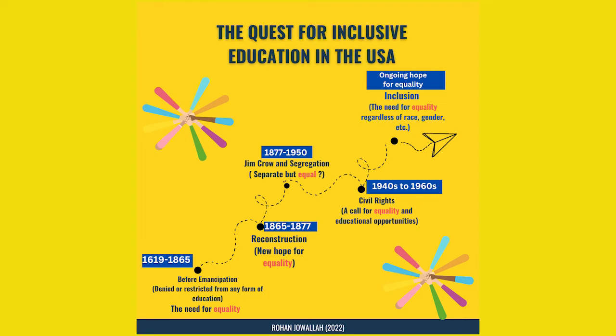And the quest for equality as it relates to educational opportunities continued. We go to the 1940s and 50s, and the struggle for equal rights appeared again. Because if we go back to 1865, they were still struggling for equality. When it comes to that, we're thinking about equality as it relates to inclusion. Inclusion is education for all, not some.